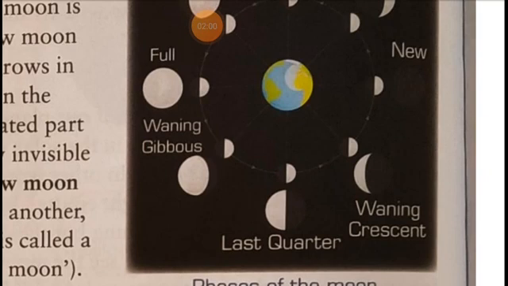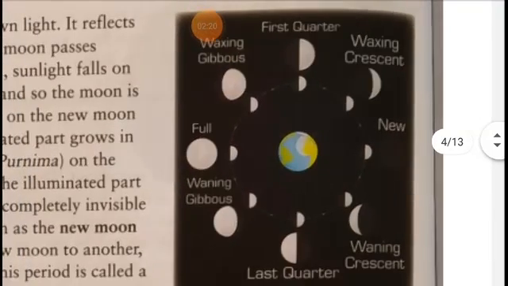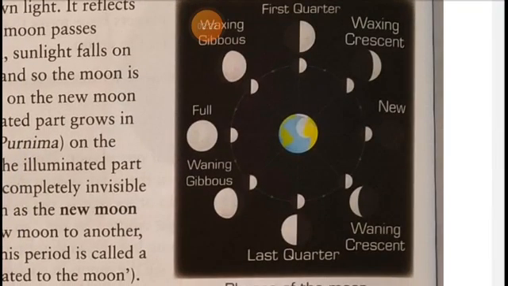So the duration from full moon to new moon is approximately 15 days, and from new moon again to full moon approximately 15 days. So altogether it takes 30 days, which is called a lunar month. And different shapes you can see here: waxing gibbous, first quarter, waxing crescent, waning crescent, last quarter, waning gibbous. In the same way, the increasing and decreasing of size is happening.